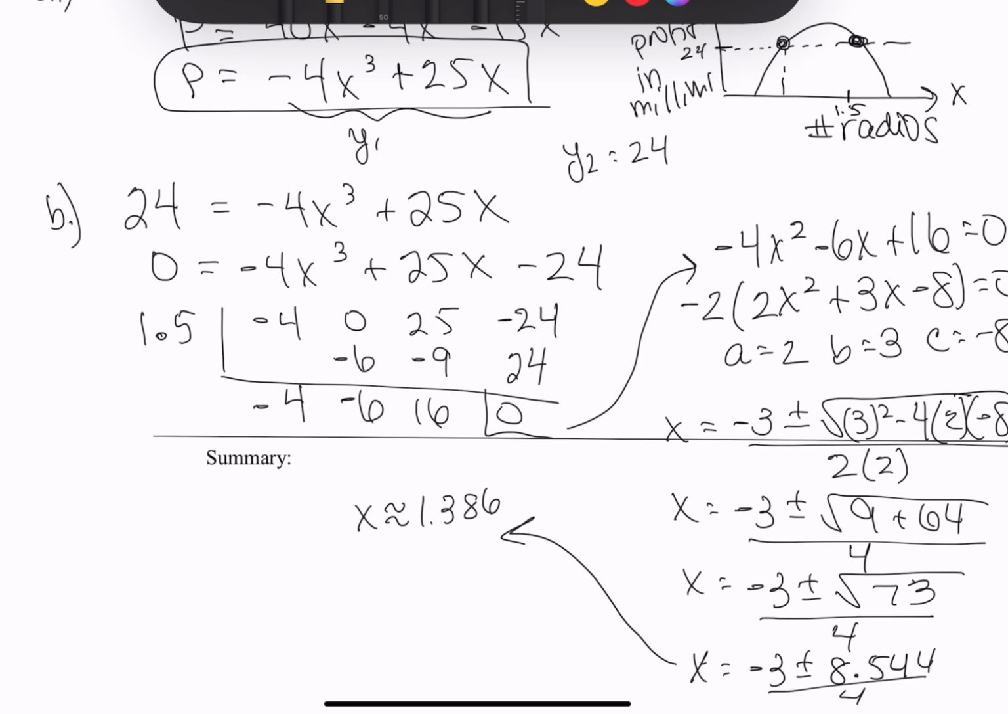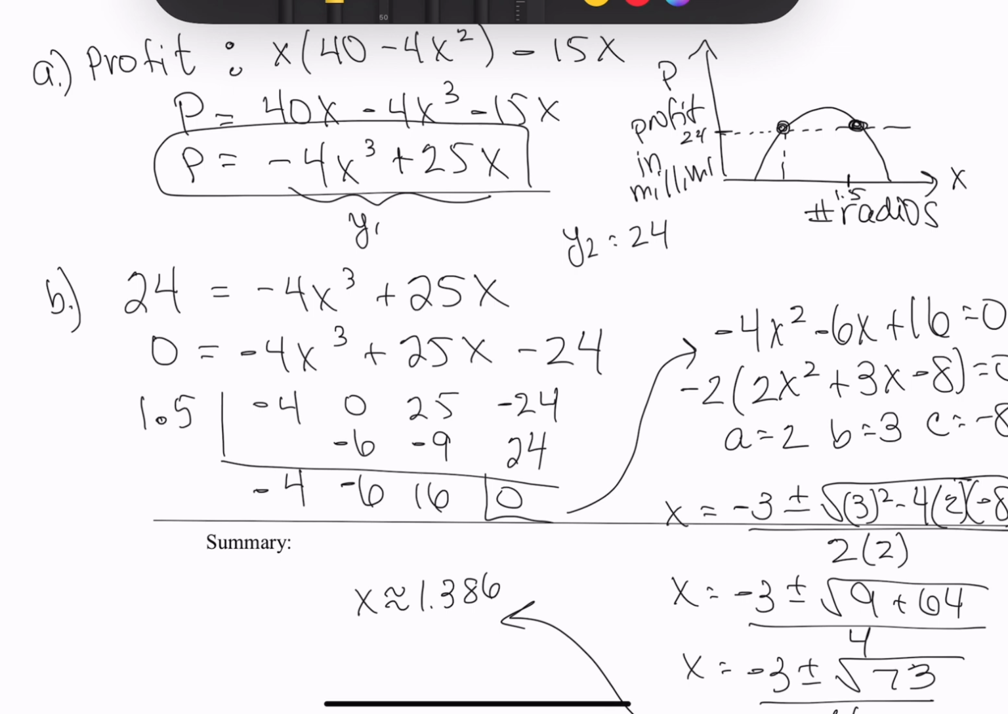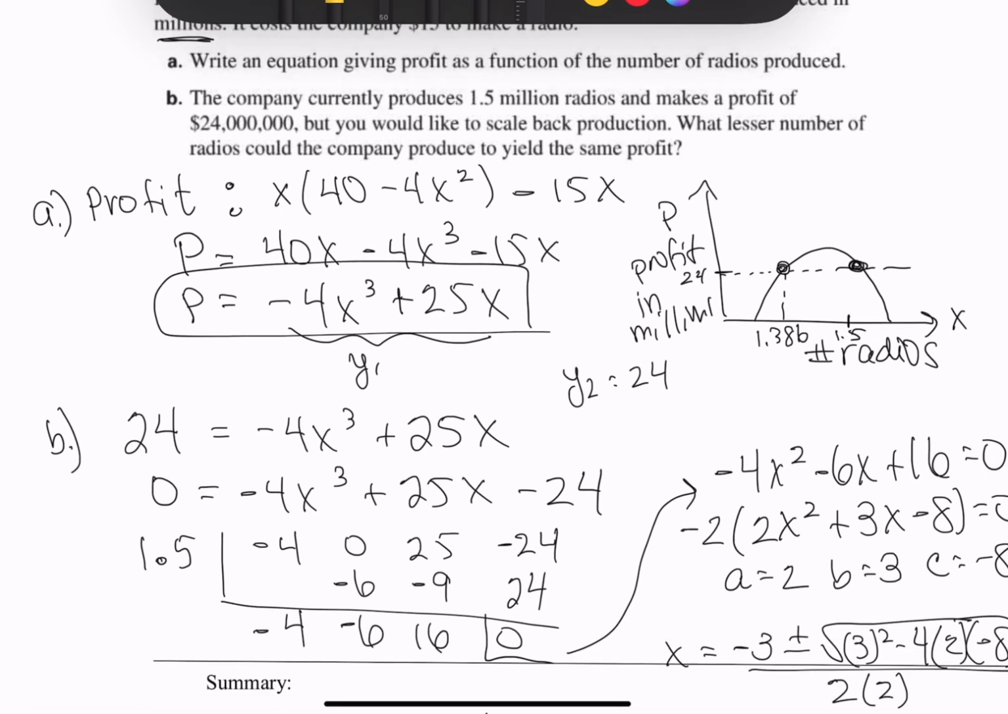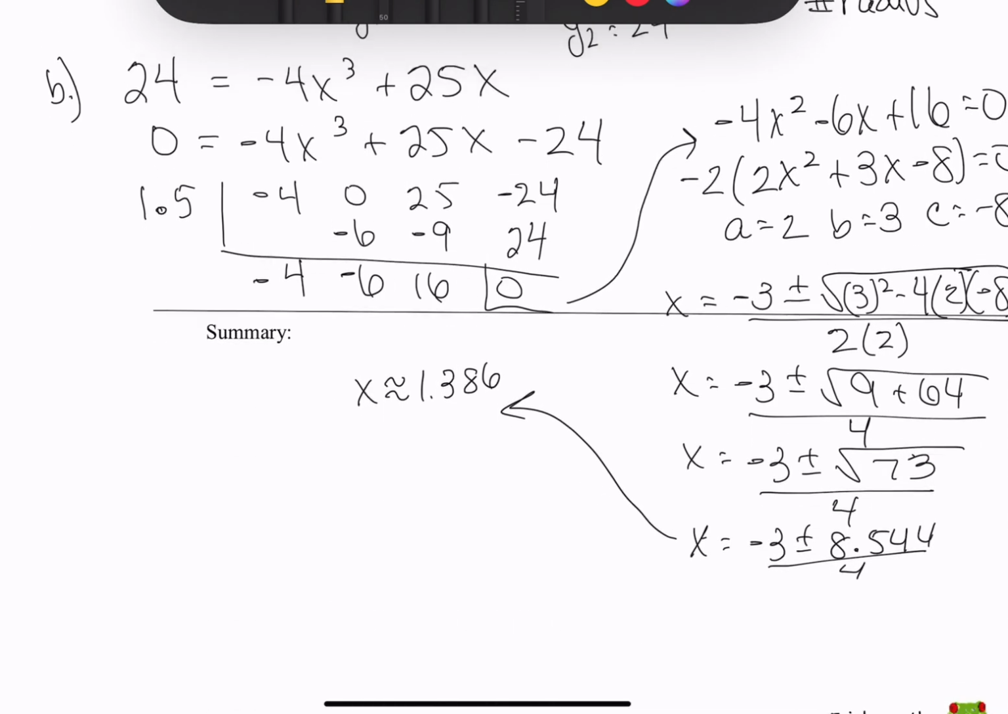Which makes a bit of sense, right? That's a little bit less than that 1.5. So this point right here, this x value would be 1.386. And again, you could have found that on your calculator, and you can double check that on your calculator. All right, so back up to this. What lesser number of radios could the company produce to yield the exact same profit? They could make 1.386 million radios. Let's turn this into millions. 1.386, 1, 2, 3. So 1,386,000 radios.